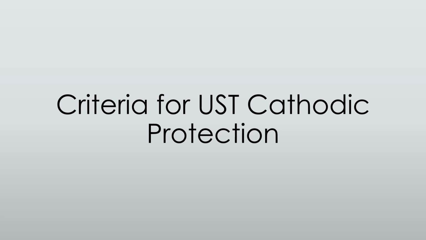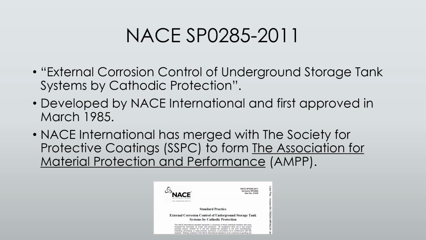So we've talked about theory. Now let's get into the specifics of how we define if a system has adequate cathodic protection. If you've worked in industry for a while, you've probably seen this standard: External Corrosion Control of Underground Storage Tank Systems by Cathodic Protection. This was developed by NACE International in 1985.